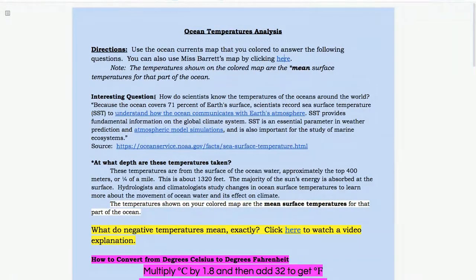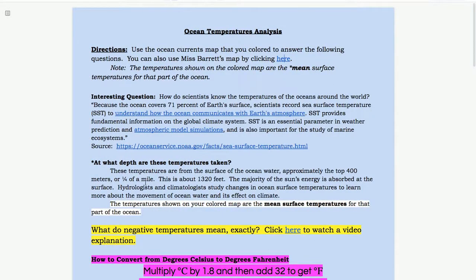So here is an interesting question. How do scientists know the temperatures of the oceans around the world? We want to be mindful that the ocean covers 71% of the Earth's surface, and throughout the ocean water, there are temperature probes continually taking the temperature of the ocean water. A lot of military ships from different countries are taking the sea surface temperatures and they're feeding this data into computers and generating models of what the Earth's climate will look like years from now. And they're also giving us the average ocean temperatures that we are able to have on this map.